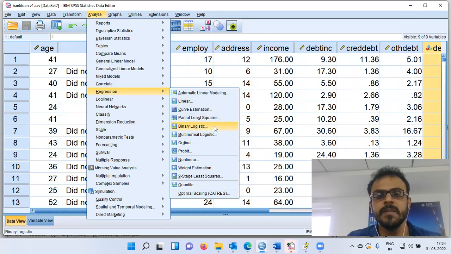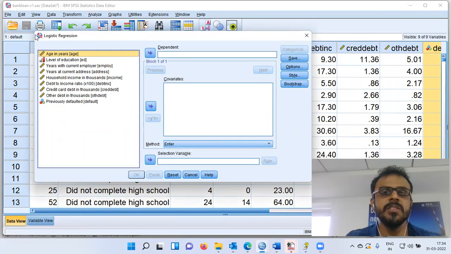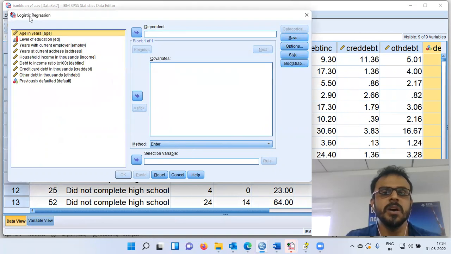What I will choose is the 5th option from the top. You can see here, I've gone to Analyze, Regression, and within regression, I have chosen the option binary logistic regression. Let me click on this particular option. You can see a new dialog box pops up. This is called the logistic regression dialog box. In the canvas on the left-hand side, I have all the variables listed which are present in the data set. And in the canvas on the right side, SPSS is asking me to specify the dependent variable as well as the covariates.